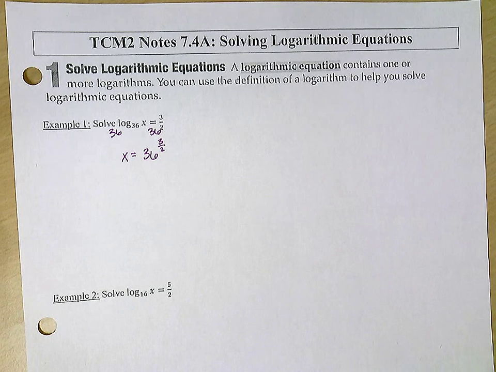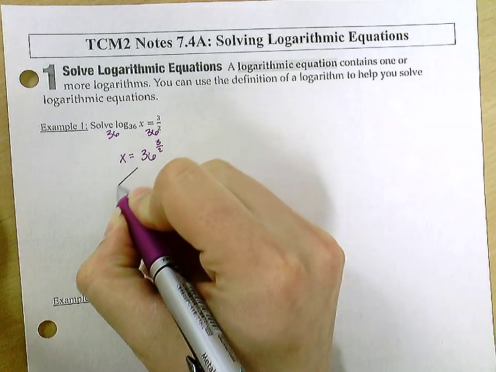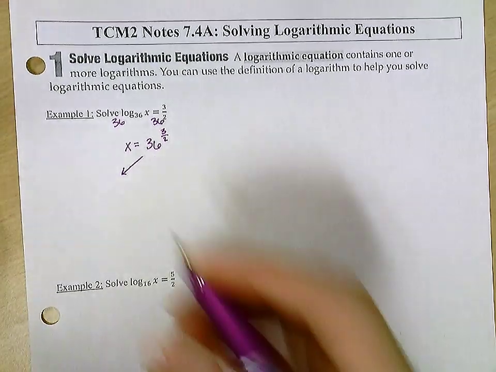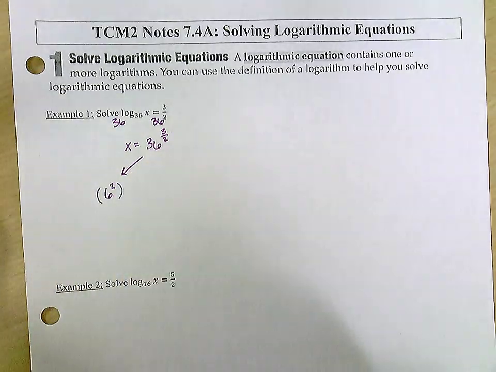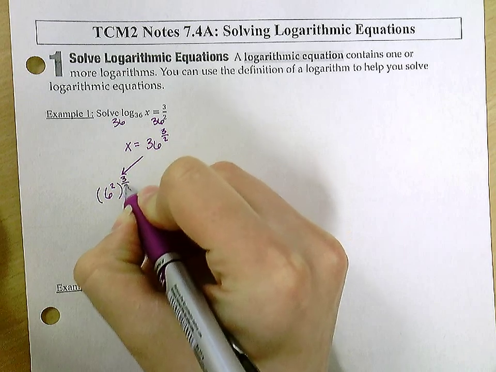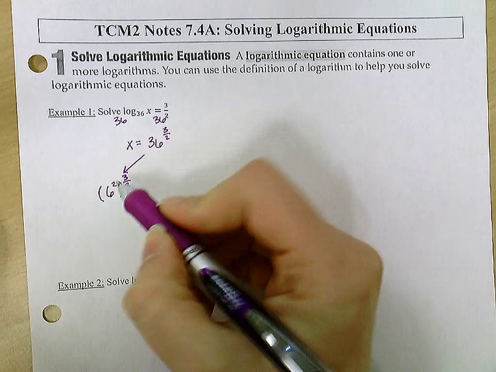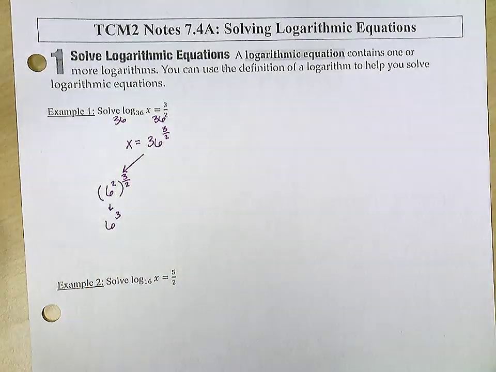There are two different ways you could think about this. One way, I could change my base 36 into 6 squared, because that's 36. And then I'd still have this 3 halves. If I multiply those two exponents together, I have 2 times 3 halves. Your 2's cancel out, and you're left with 6 to the 3rd. So that's one way.